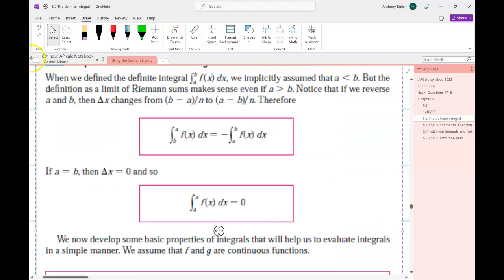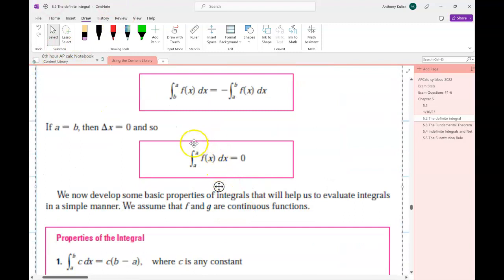The next one is the integral from a to a of f of x dx is 0. If you think about that, if we're going from a to a, what's the width of my rectangles? 0. So the area of the rectangle should be 0, so the integral should be 0. Yeah, that's basically what you're talking about. Yep. Okay.